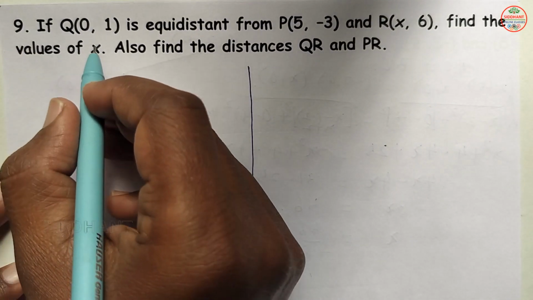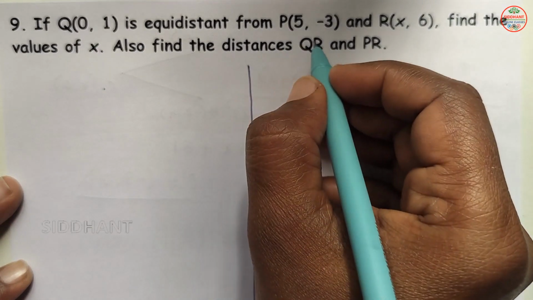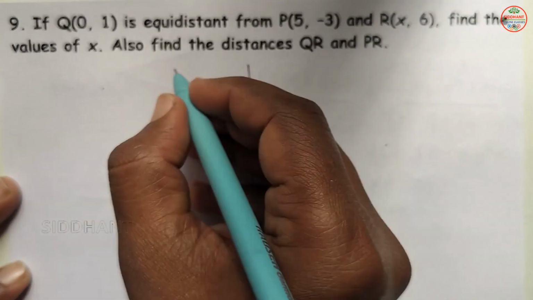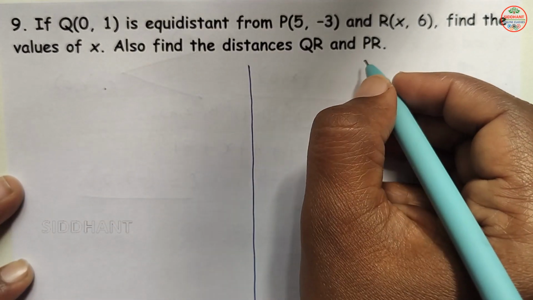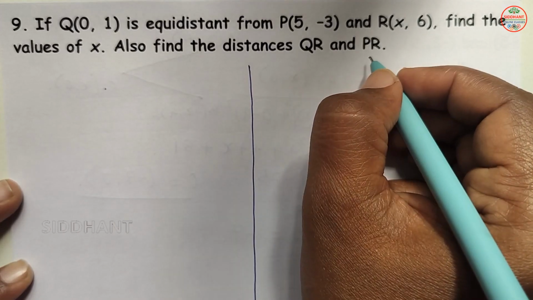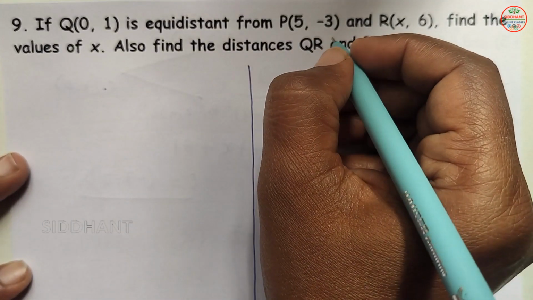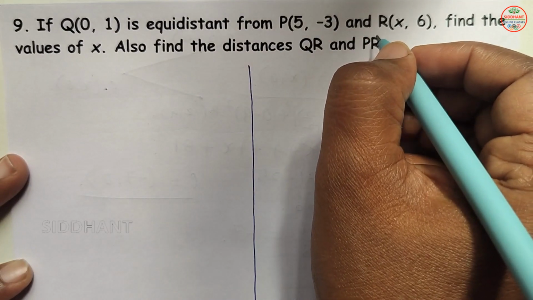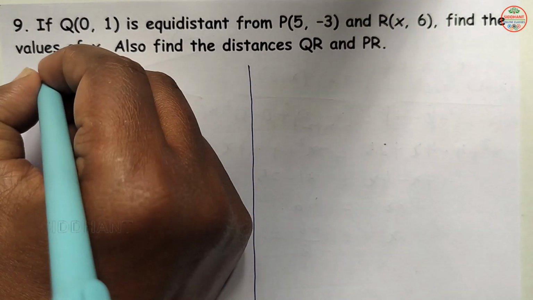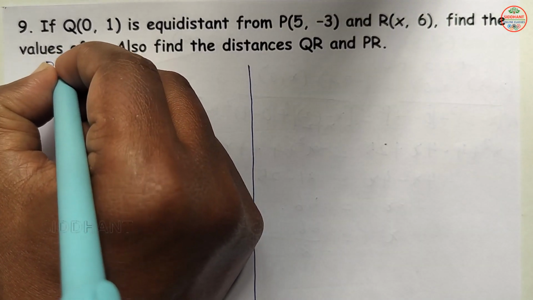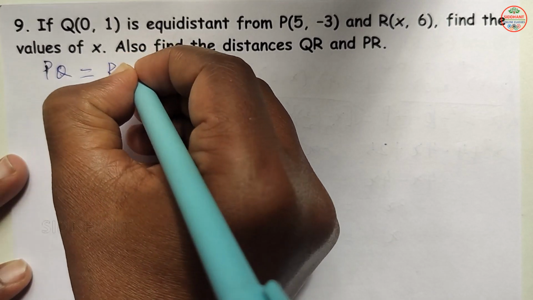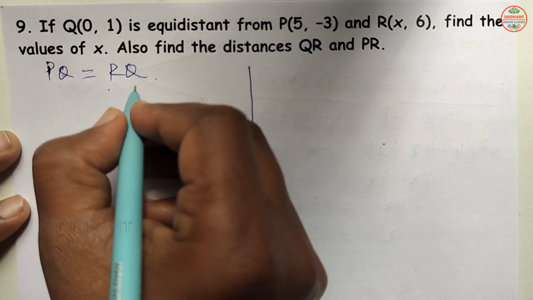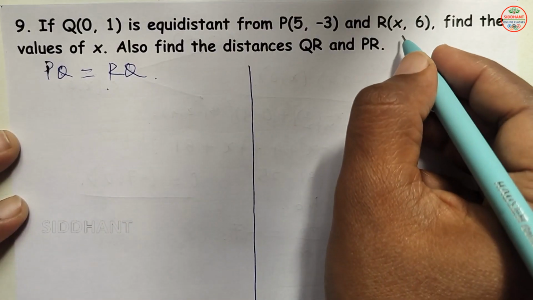Question number 9. If Q (0, 1) is equidistant from P (5, -3) and R (x, 6), find the values of x, and also find the distances QR and PR. So the data is given for 3 points, and PQ is equal to RQ, and we are going to find the x value. The data given is PQ equal to RQ, which is equidistance. Now we are going to find the PQ and RQ distance, and from there we are going to find the x value.